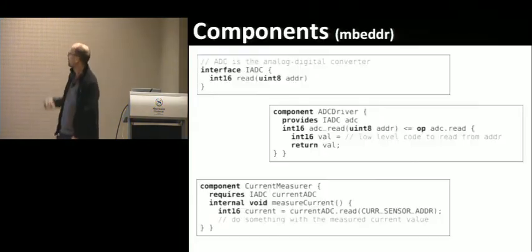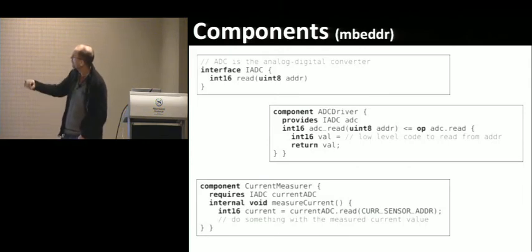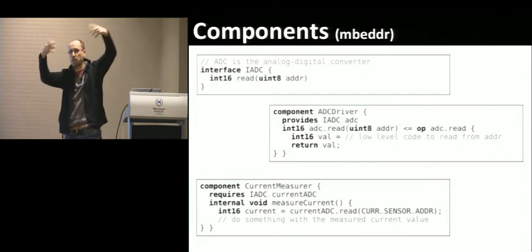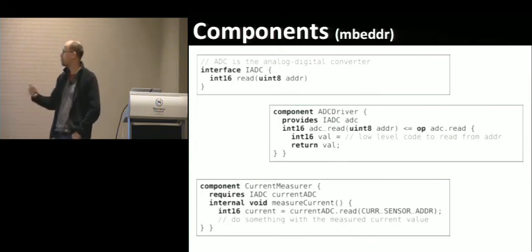All right, so the code. Here is a little peek into mbeddr's components. You can define interfaces. You can then have components which implement these interfaces or require the interfaces. So you can do this typical component, connection, port kind of thing that you do in almost all embedded development methodologies. Here, of course, it's directly integrated with C code because mbeddr is a set of extensions to C.